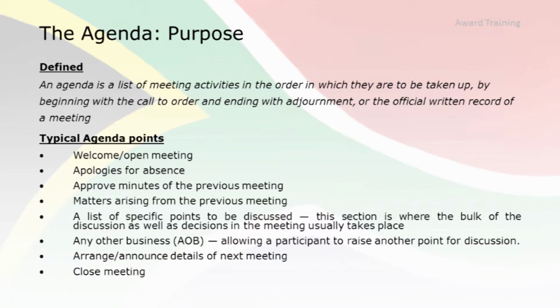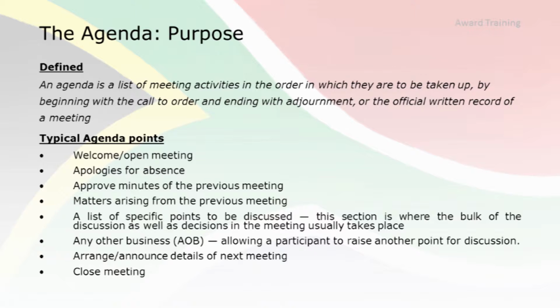There has to be a welcoming and an open meeting by the chairman. There has to be apologies for those that were invited to the meeting and could not attend. And then there's usually the approval of the minutes of the previous meeting. This is important because we want to make sure that the meeting we previously had was documented correctly and that those minutes are a true reflection of that meeting.